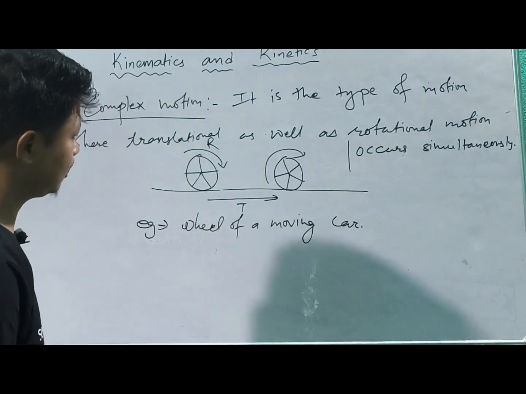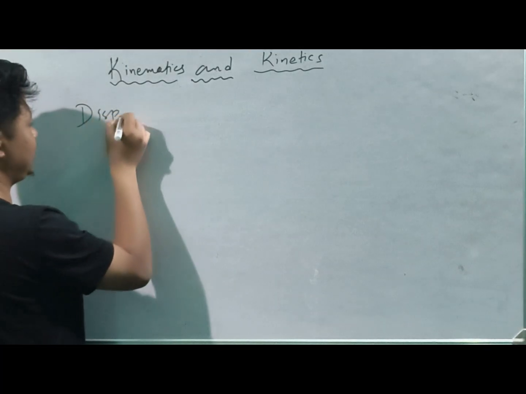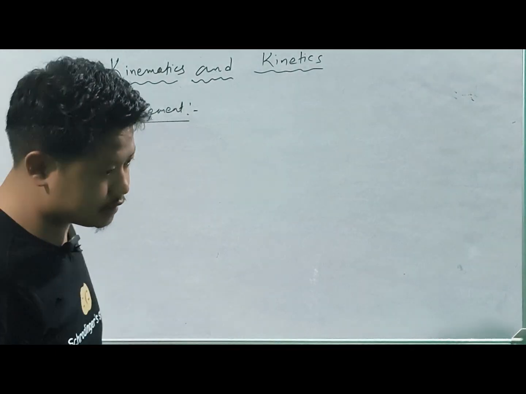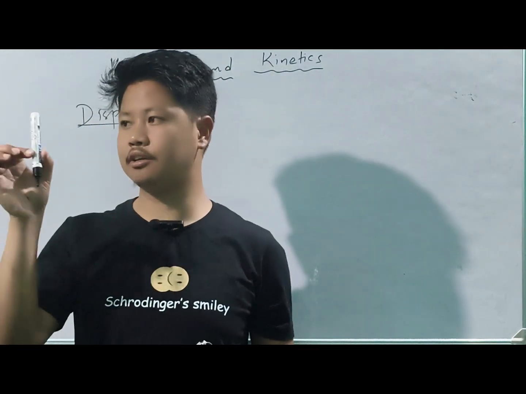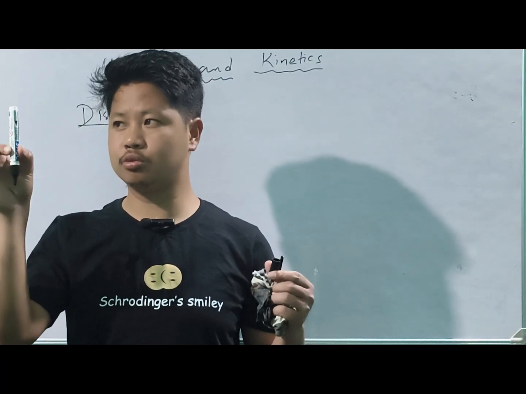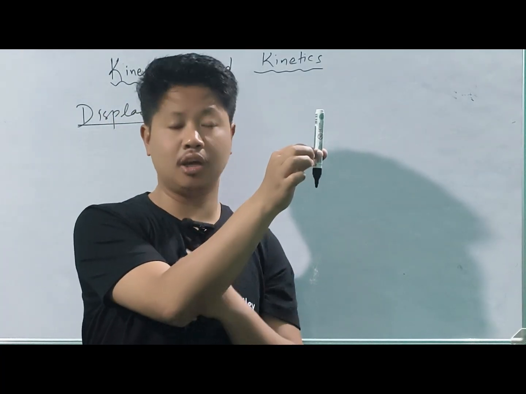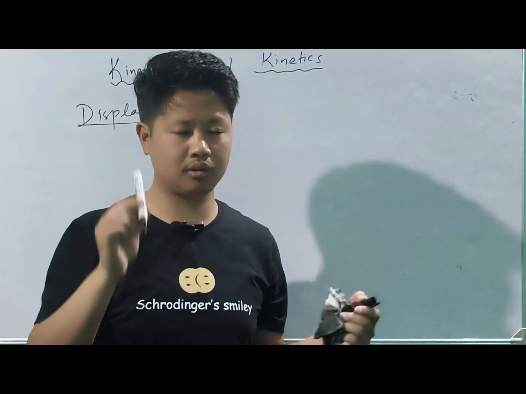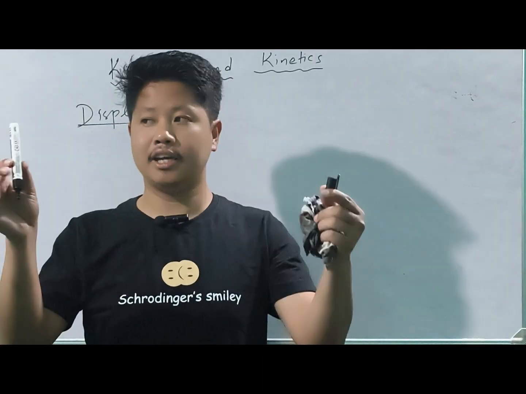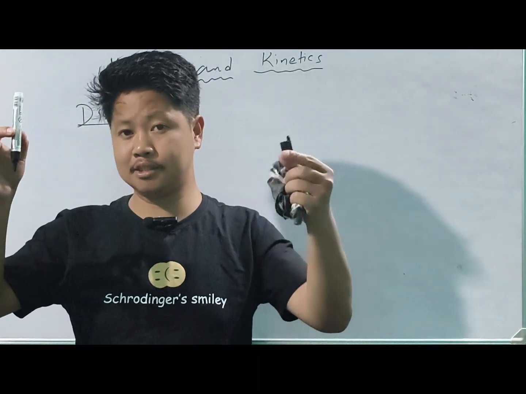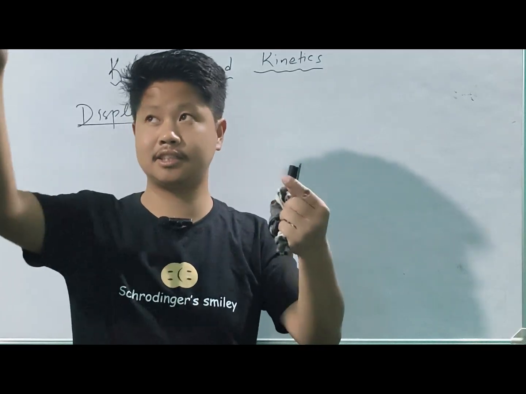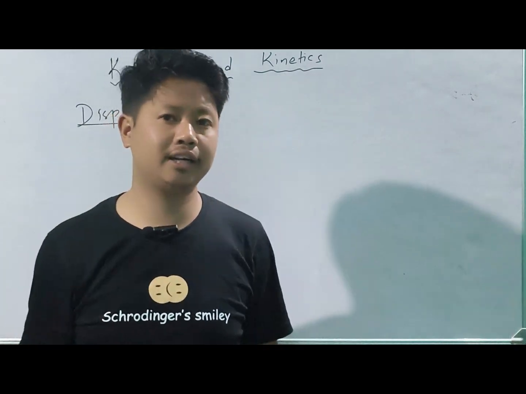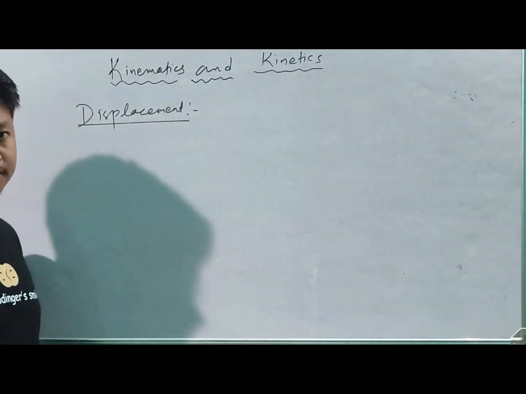Got it? Okay, so the next topic is displacement. What is displacement? If I have an object exactly here, and now the object moves to this point here. First the object was here, now it is here. Why am I saying a certain distance? Because it can follow any other path, like it can go like this, it can go like this and then reach here. But what do you call that path?